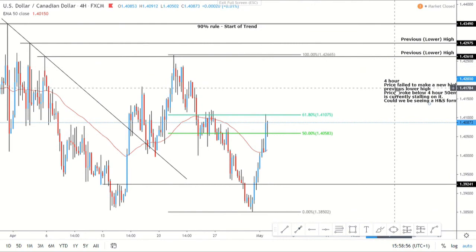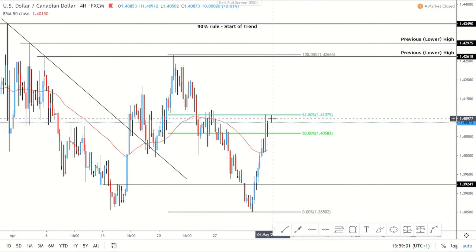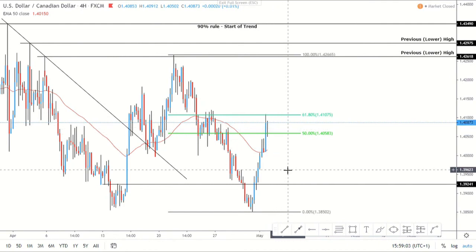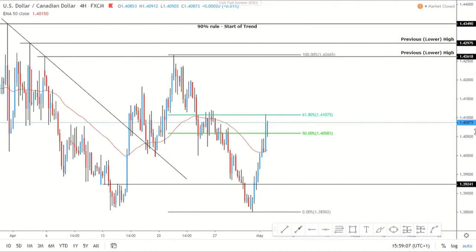And now we could just be seeing a rejection of the 61.8, doji, and then a potential reversal to the downside, or we can continue the uptrend from here. Because of the fundamentals, I would prefer the uptrend. However, it's been a bit unpredictable at the moment.